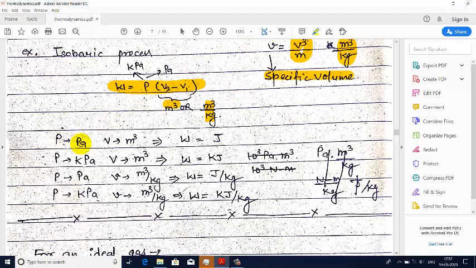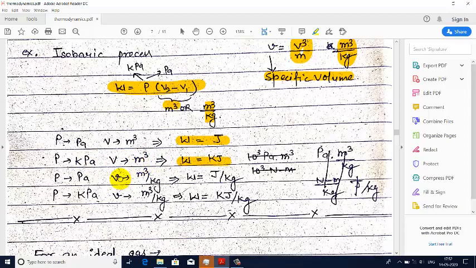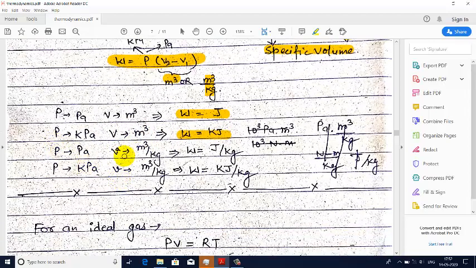So if pressure is given in pascals and volume is in meter cube, then the unit of work transfer will be joule. If pressure is in kilopascal and volume is in meter cube, the unit of work will be kilojoule. And if pressure is in pascal and volume is in meter cube per kg, then work will be in joule per kg. If pressure is in kilopascal and volume is in meter cube per kg, then work transfer will be in kilojoule per kg.